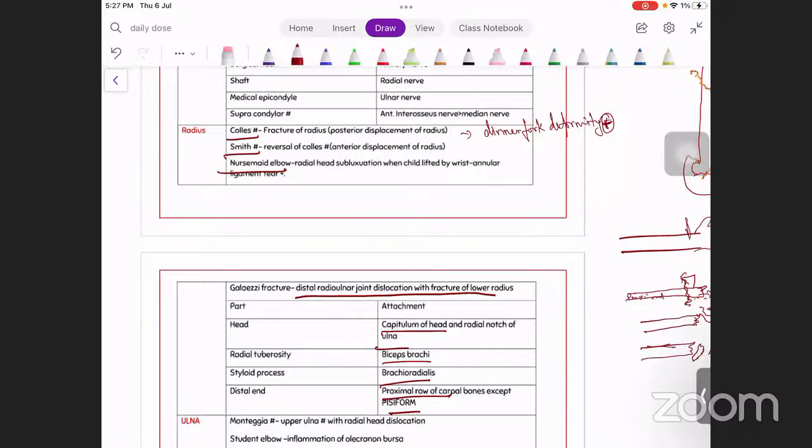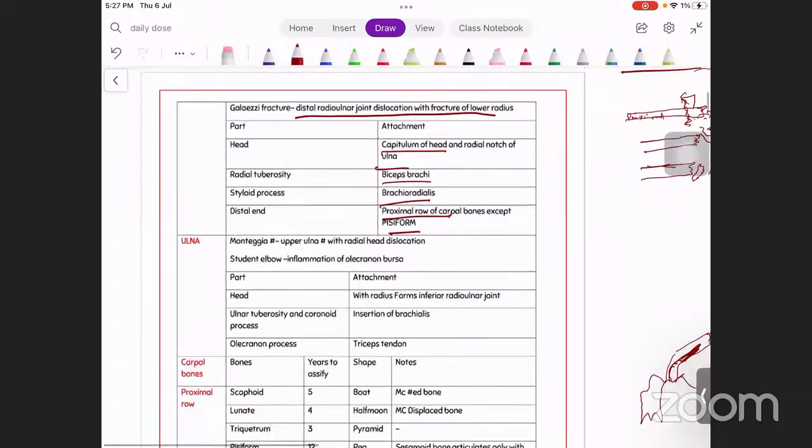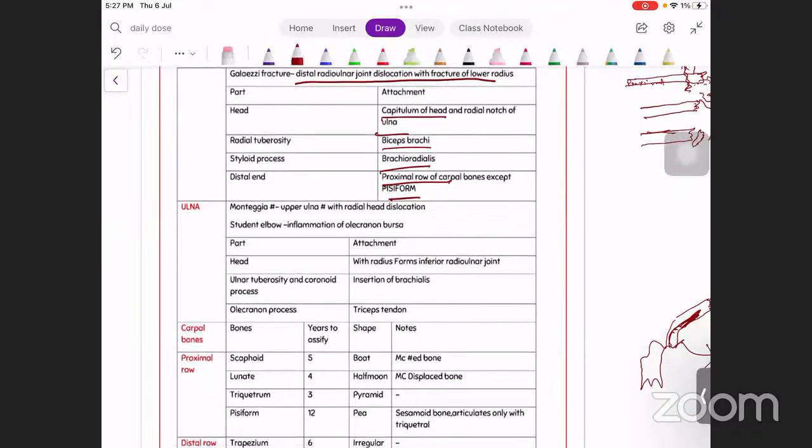We remember the first letters, C and S. C and S sound similar but are different and opposite. We remember it this way: Colles fracture, distal radius with posterior displacement of the radius. Smith fracture, reversal of Colles, where you may see the proximal displacement of the radius. Okay, then you are going to the ulna, people. Speaking about the ulna, we have the Monteggia fracture.